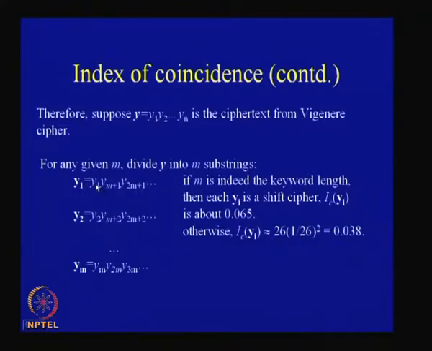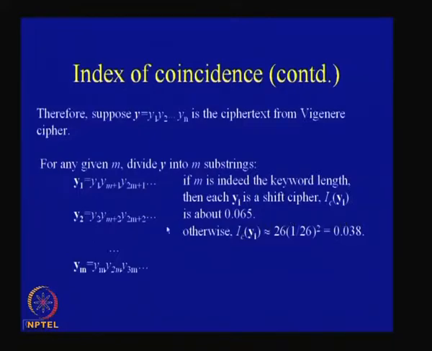So all the elements in these rows, all the cipher alphabets, are shifted by the same letter. This is shifted by the same letter, these are shifted by the same letters, and these are also shifted by the same letters. So each of these rows is nothing but a shift cipher, and therefore their individual ICs should also be equal to 0.065.